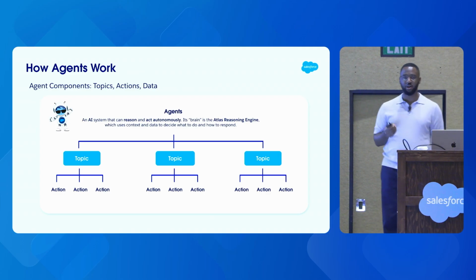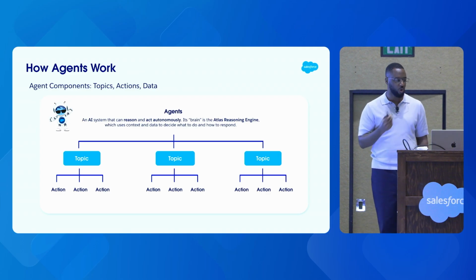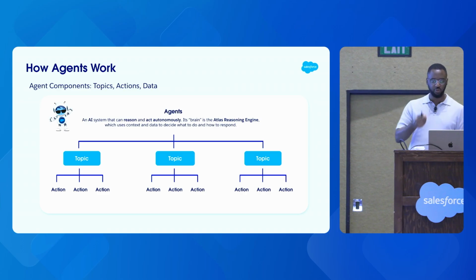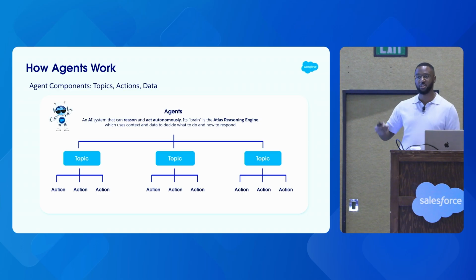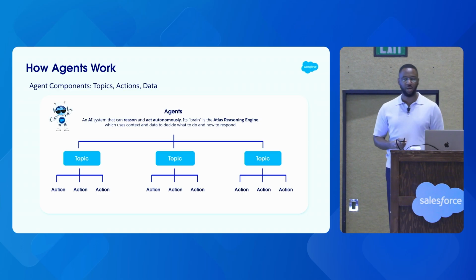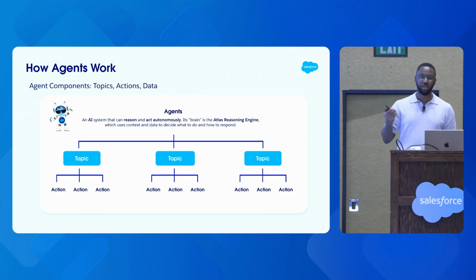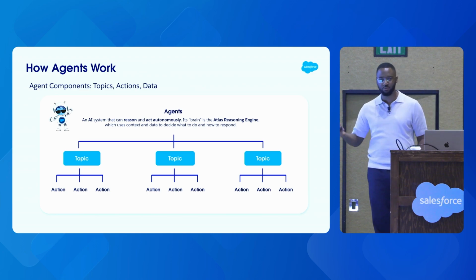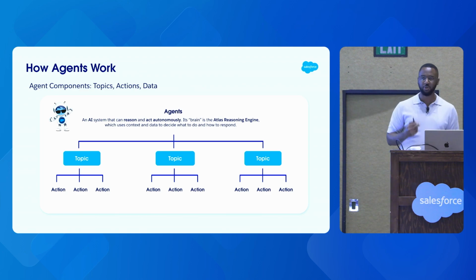essentially classifies the user's question into one of a few topics that has been defined for the agent. So you have the agent, you send it a question, it looks to see if it has a topic that's related to its question. For example, if you have an agent that handles reservations, you might have a reservation management topic. Now within the topic will be actions.